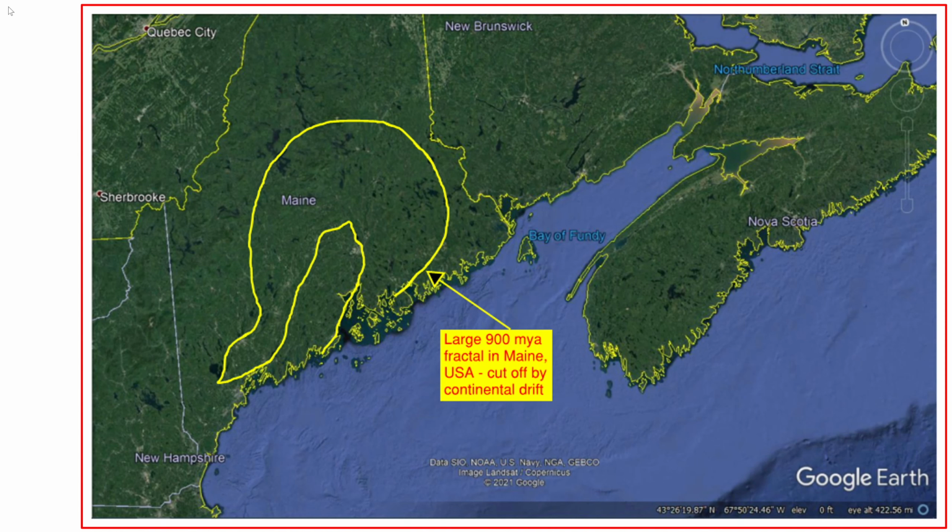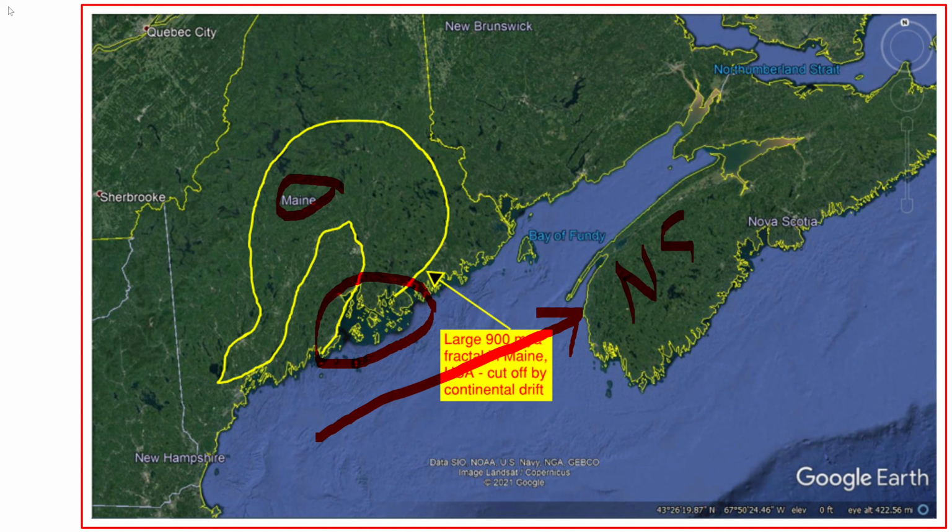Okay, this large fractal in Maine, USA. Here's an example of how young these fractal depictions are. They represent 900 million years ago, but the actual fractals are on the order of thousands of years, because you can see this erosion here, or in part due to continental drift of Nova Scotia here. This is Nova Scotia, Canada. So quite young, these fractals.